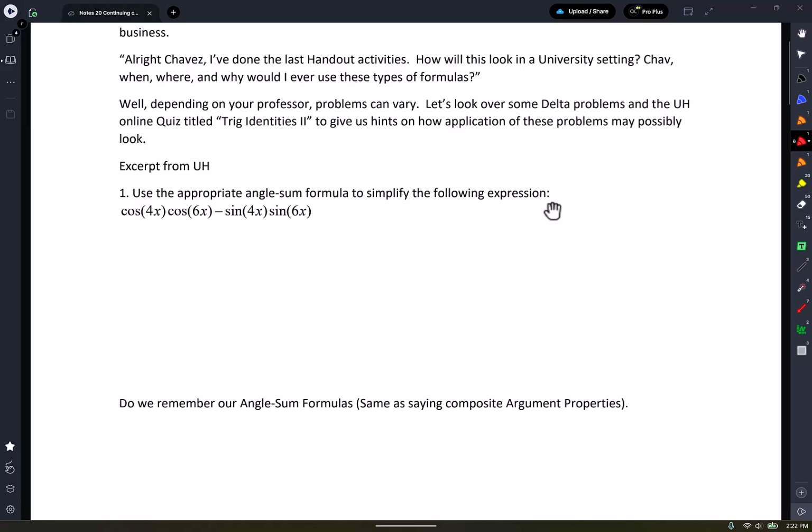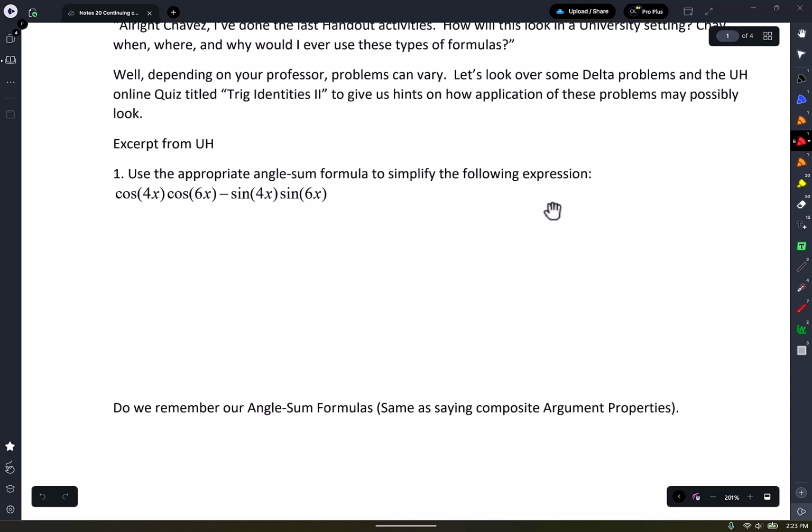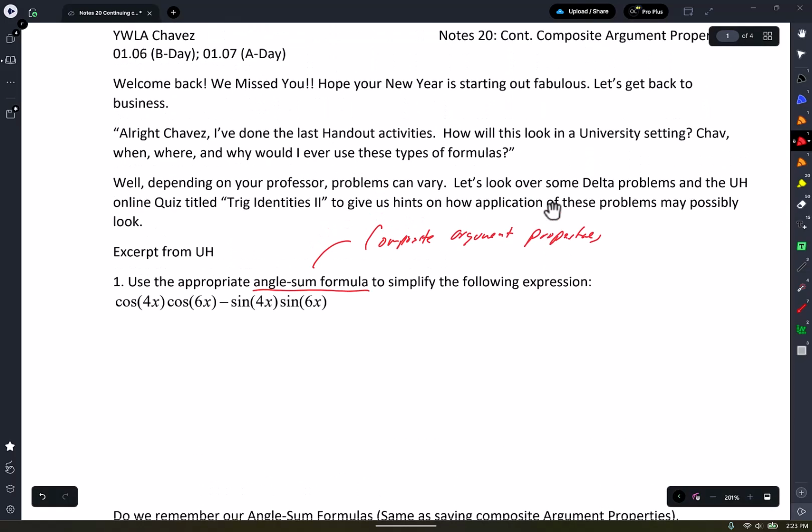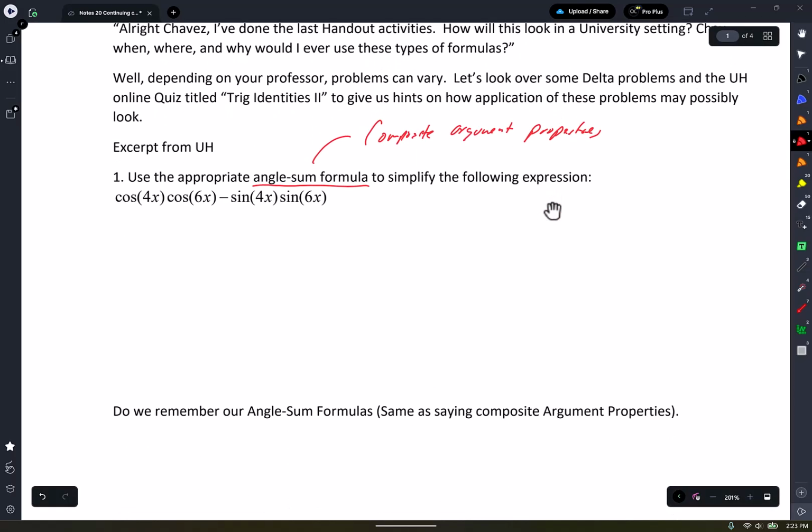So let's look at this first question. It says, use the appropriate angle sum formula. Relax. Angle sum formula is the same thing as what we've been doing lately. Composite argument properties. So that's what this is. We've been doing this for a while. To simplify the following expression, cosine 4x cosine 6x minus sine 4x sine 6x.